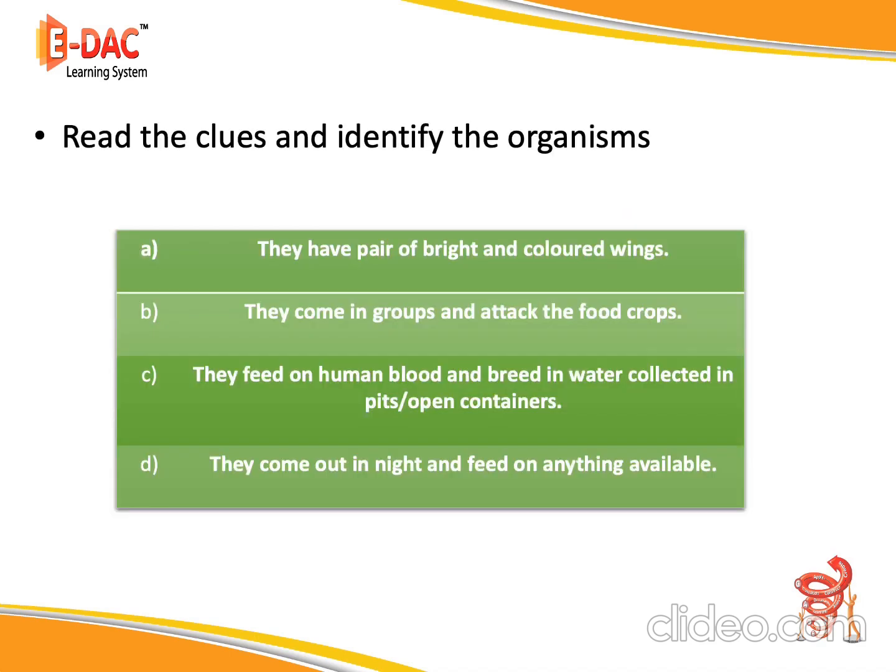Let's do an exercise. Read the clues and identify the organisms. First, they have a pair of bright and colored wings. Second, they come in groups and attack the food crops. Third, they feed on human blood and breed in water collected in pits or open containers. Fourth, they come out at night and feed on anything available. You may pause the video to write your responses.